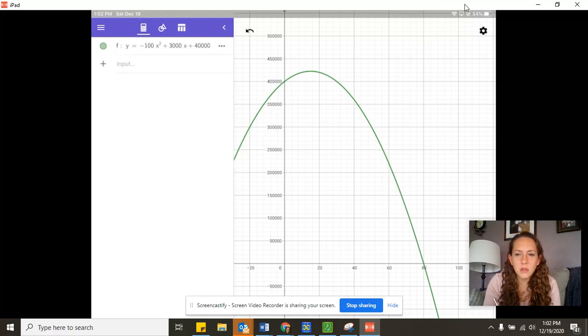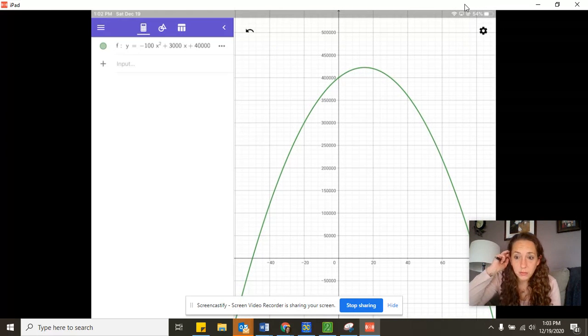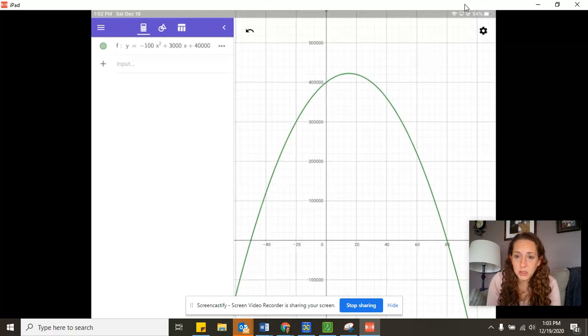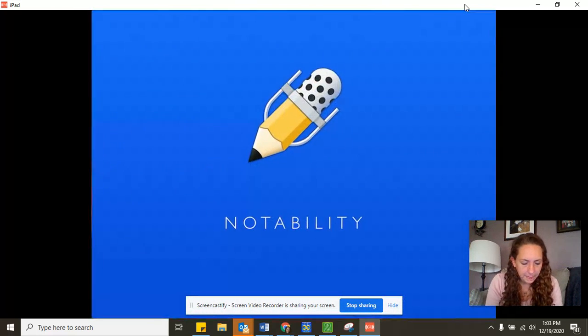On Desmos, it's a little different. You have to type in where you want your X's and Y's to be. Okay, but whatever it is, if you're going to take a picture of it, you need to make sure that you see the whole parabola with all the intercepts and all that stuff. Anyway, okay, sorry. If you have trouble with that, I can help you during our first week back. So let's go back and see what we need.